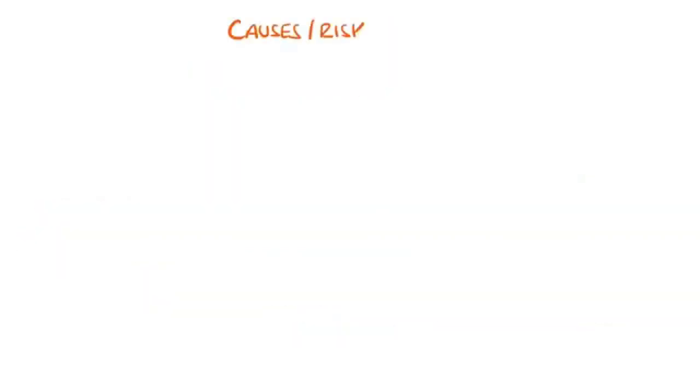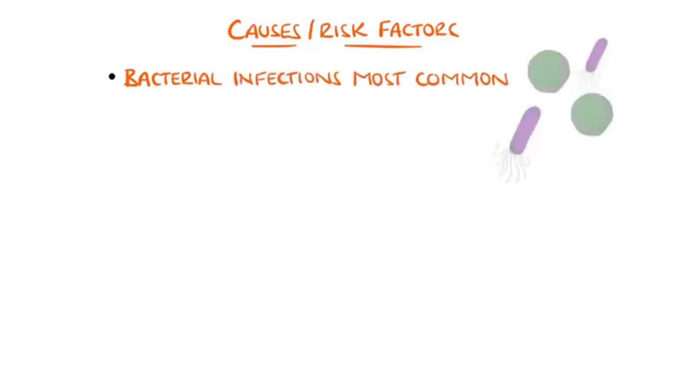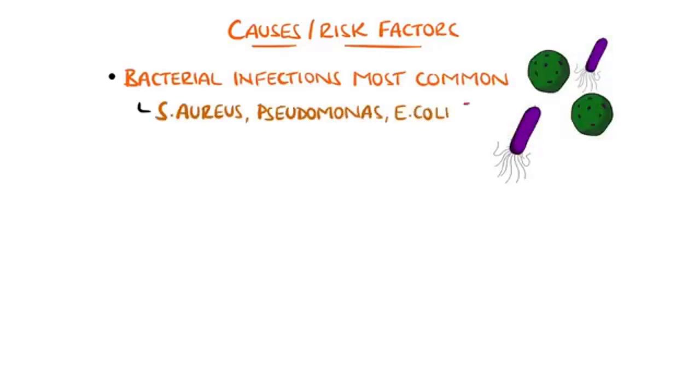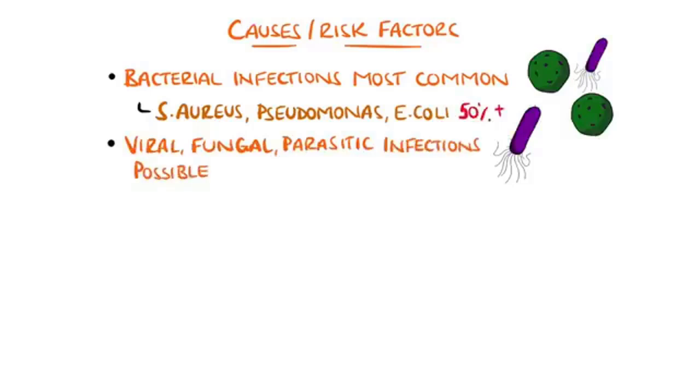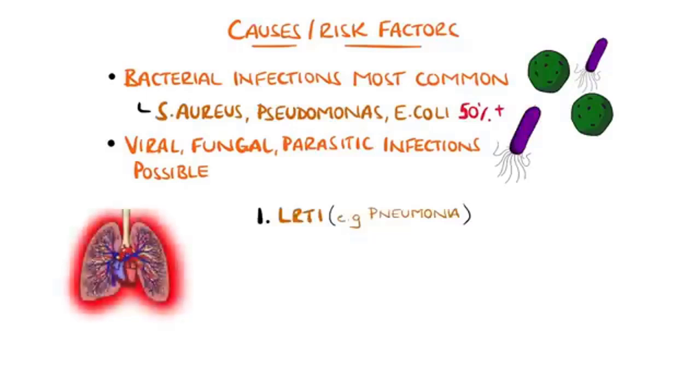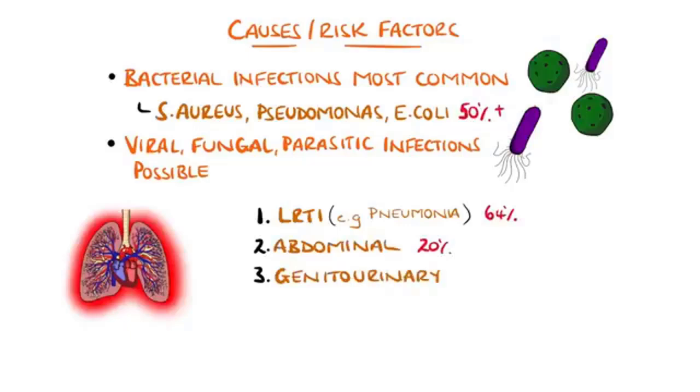In most cases, a bacterial infection is the source, with Staphylococcus aureus, Pseudomonas, and E. coli being isolated in over 50% of cases. But it can be due to viruses, fungi, and parasites as well. Lower respiratory tract infections, like pneumonia, are the most common primary source of infection, followed by the abdomen and urinary tract, but can be from any source. And in the elderly, the urinary tract is the most common source.